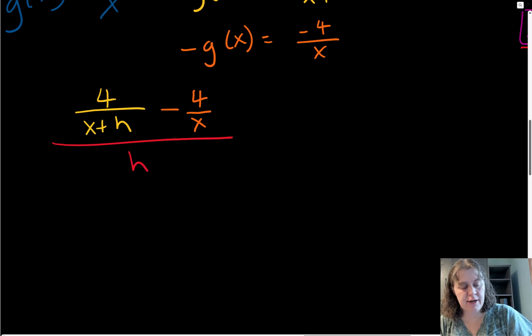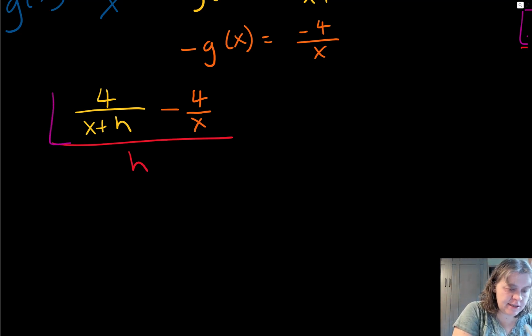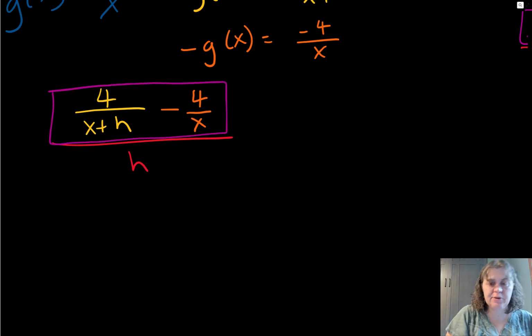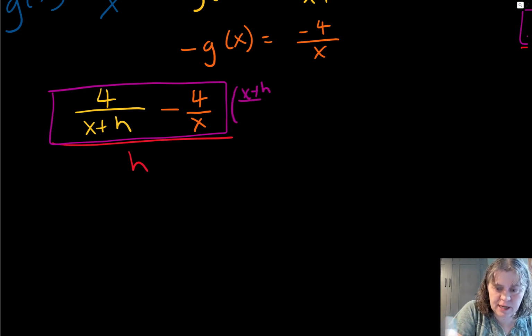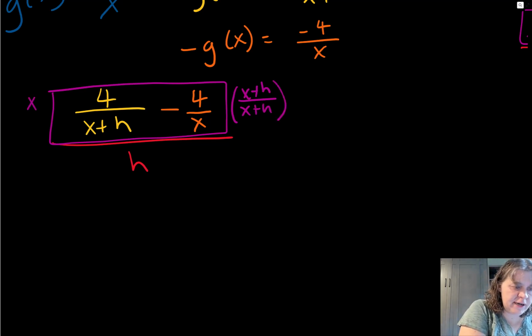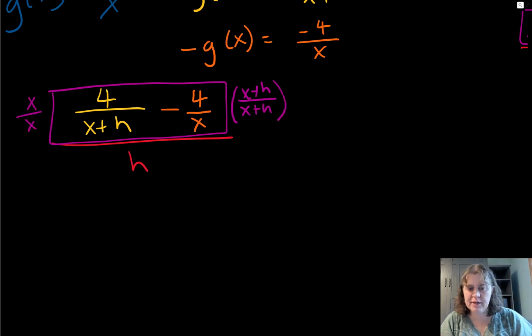So for right now, we're going to just deal with the top half, because that's what we do with complex fractions, we focus on the top half. So we got 4 over x plus h minus 4 over x. So how do I subtract fractions? In order to simplify this, I need this to be all one big fraction. So we're going to multiply this by x plus h over x plus h, and then multiply this fraction over here by x over x. That gives them a common denominator.